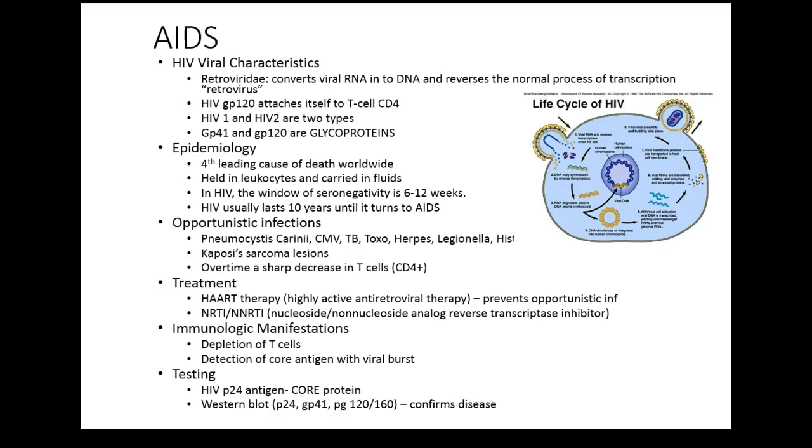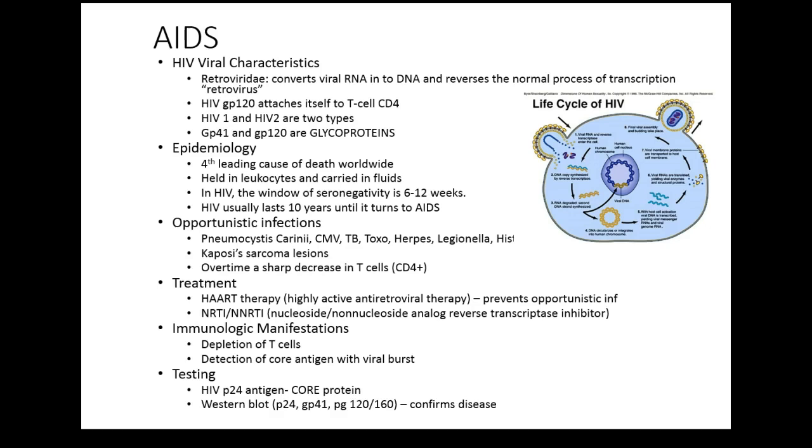We find that these patients have a lot of opportunistic infections. We've got Pneumocystis carinii, CMV, TB, toxoplasmosis, herpes, Legionella, histoplasma. They are also susceptible to a type of skin cancer called Kaposi's sarcoma. And over time, we see a very sharp decrease in the CD4 T cells.